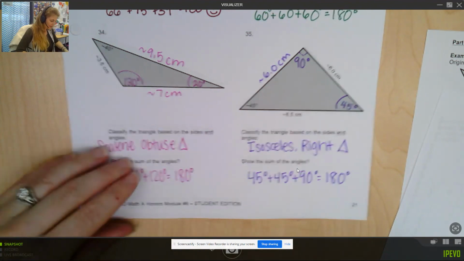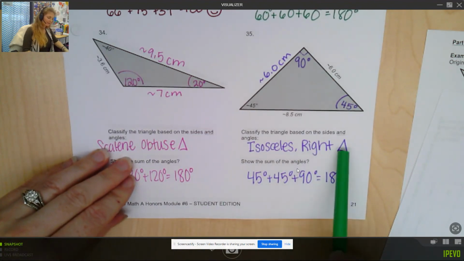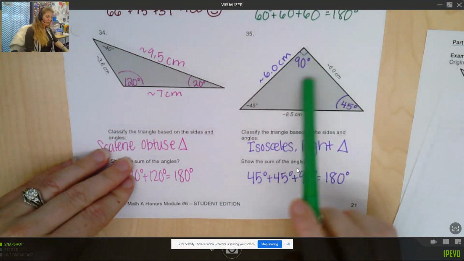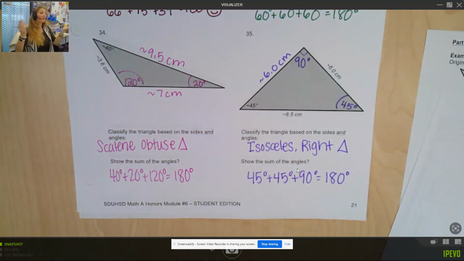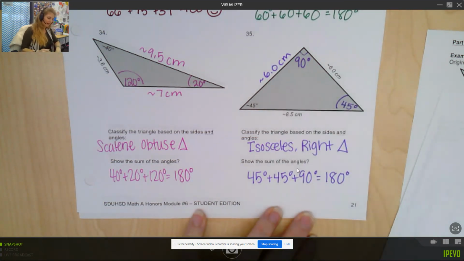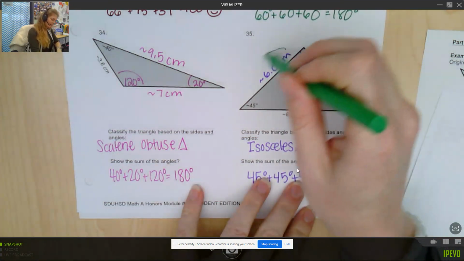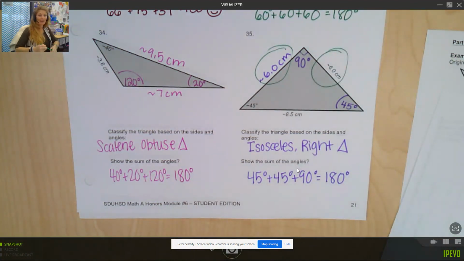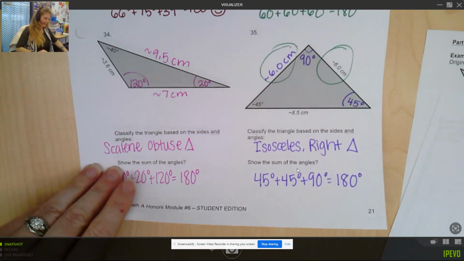And the last one you had to do, this is indeed an isosceles right triangle. You just have to have one 90-degree angle to just be right. You just need one to be right. Isn't that great? And it's isosceles because at least two of the sides are the same measure. They're congruent, at least two congruent sides. And the angles do add up to be 180 degrees.